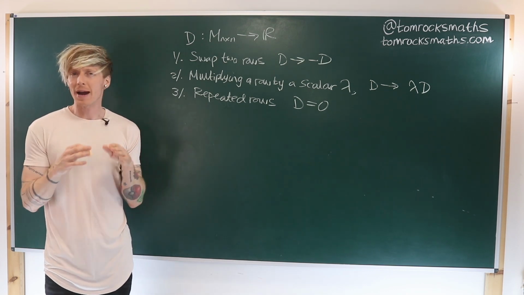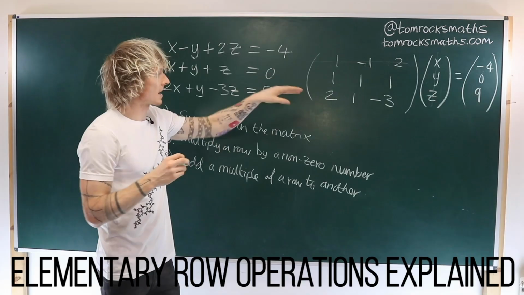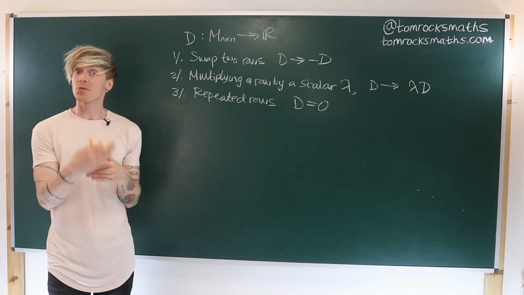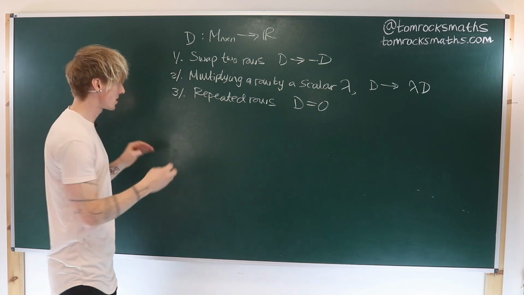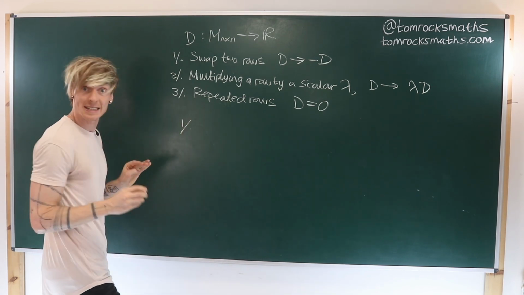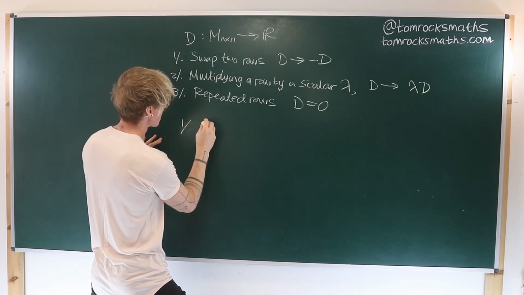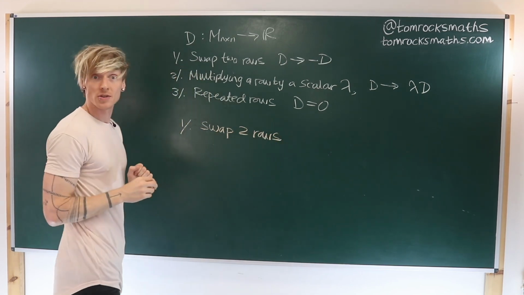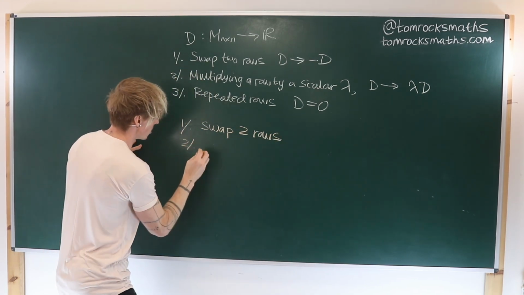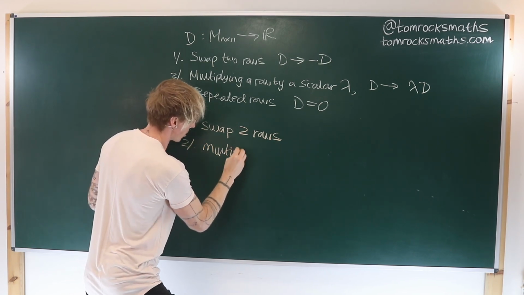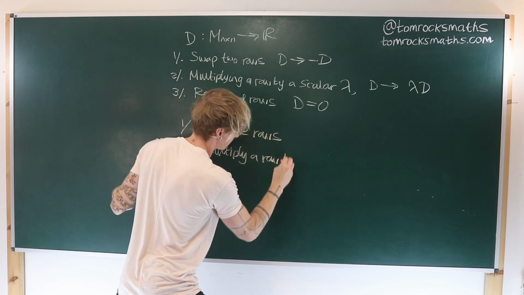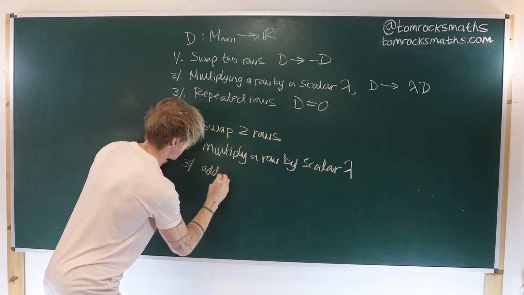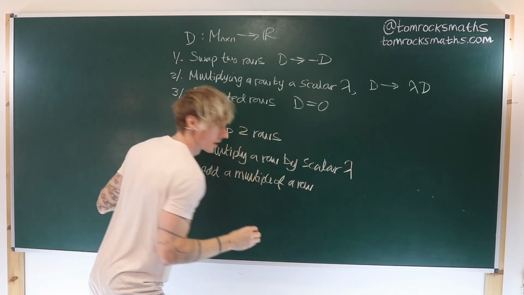Now, if we think back to elementary row operations, which were also covered in a previous video in the Oxford Linear Algebra series, we have three different types. The first type, we'll call it type 1 ERO, is that you are able to swap two rows in your matrix. The second type was that you can multiply a row by a scalar. And the third type of ERO was you can add a multiple of one row to another row.